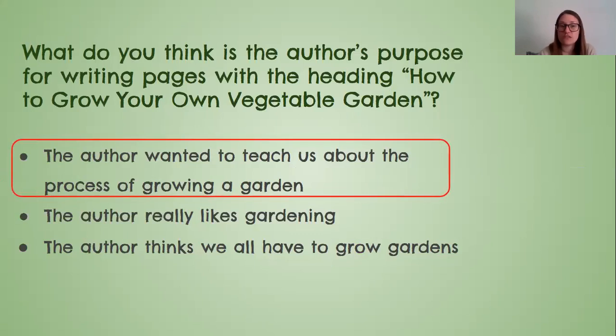Yeah, absolutely. It's the first one. The author wanted to teach us about the process of growing a garden. So again, when you think about author's purpose, this text is really trying to teach us things. We are learning about different types of vegetables. We are learning about the process of growing gardens.